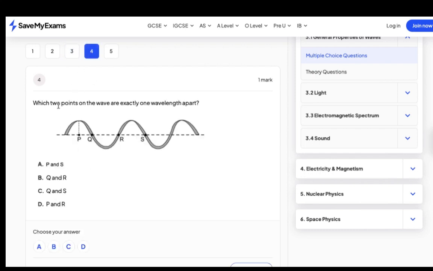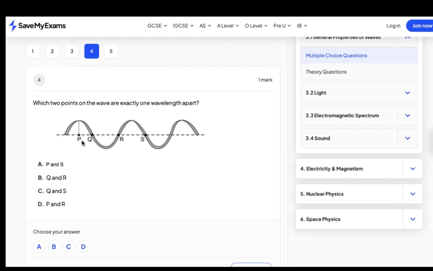Which two points on the wave are exactly one wavelength apart? Q and S. Q is from here till the end of this. You see, this is the end of the first segment of the wave, half of the wave, and then this is the end of the other one. So it's Q and S.